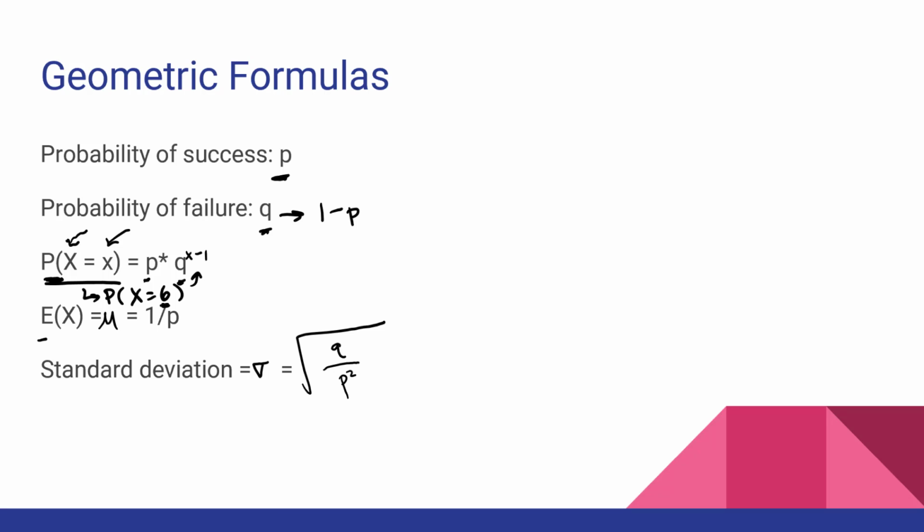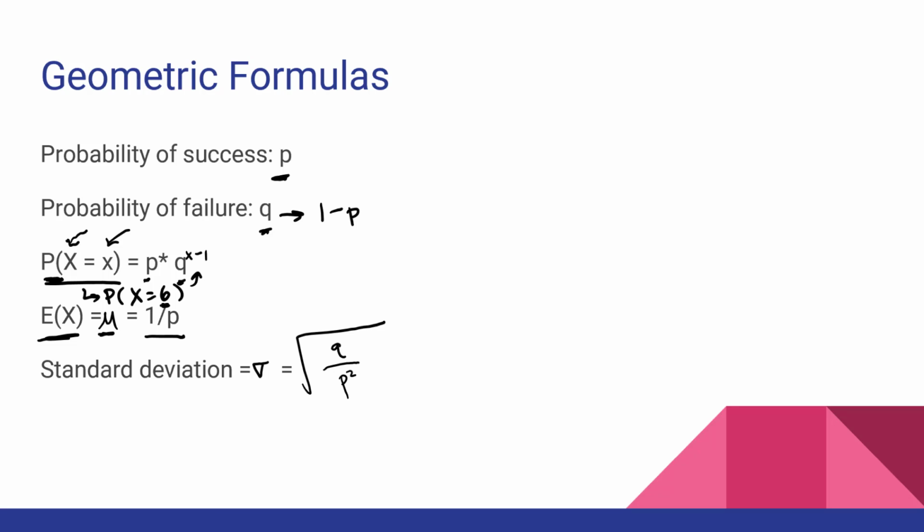We have our E of X again. This is our expected value, so how many times we expect to roll the die before getting that 5. We can also notate this with mu, the Greek letter mu, and it is equal to 1 over P.